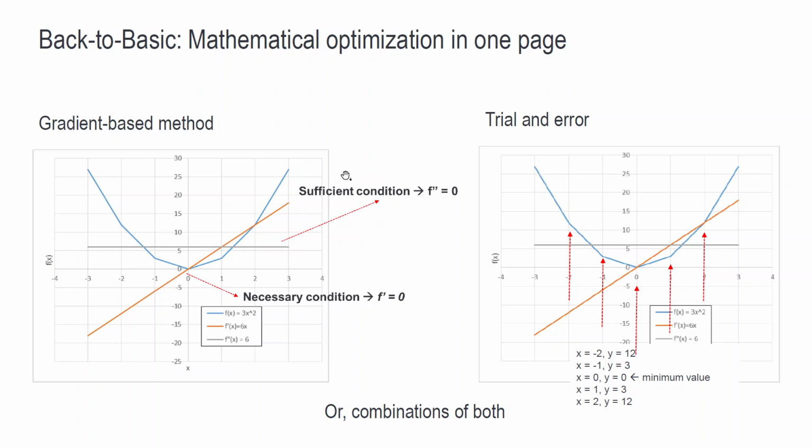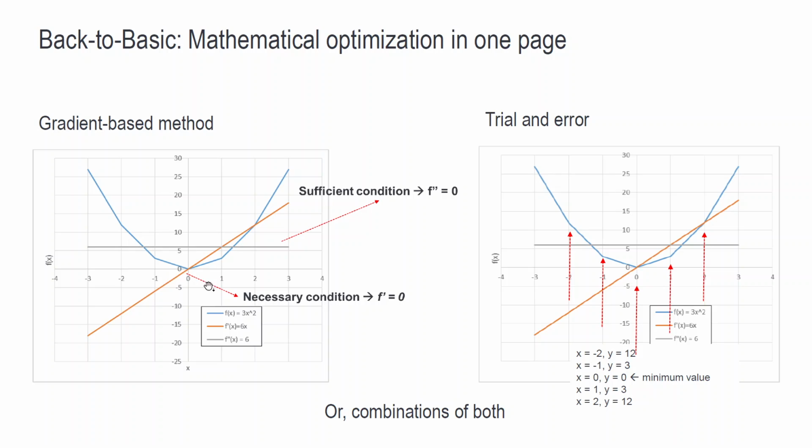Suppose that we have a graph like this, x squared or 3x squared, right? This is the function, and we want to find the minimum value of this. In this case, we have the x-axis as the independent variable and the y-axis as the dependent variable. If we see it like this, we know for sure that at x equals 0, that is our minimum value.